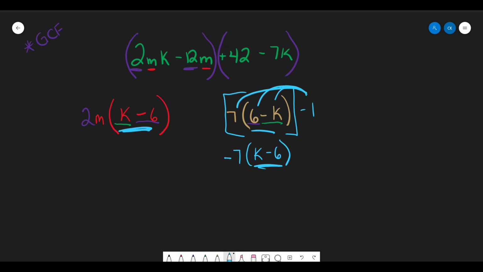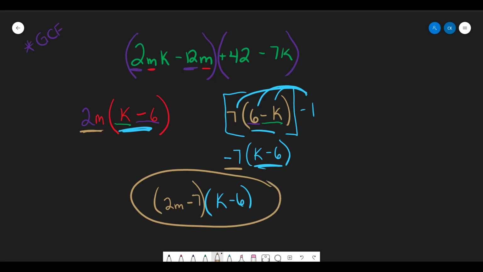So if you ever run into that issue where both of your parentheses are almost identical, just the signs are different, you can take one of your two things and just multiply it by a negative 1. So now I can say, all right, I have the two twins. In one parenthesis, I'm going to put k minus 6. In the other parenthesis, I'm going to take my GCFs of 2m and negative 7, and it's going to be 2m minus 7, because it's negative. And that is going to be my final answer, 2m minus 7, k minus 6.